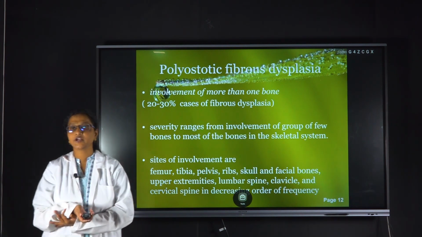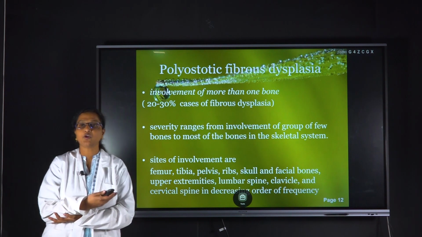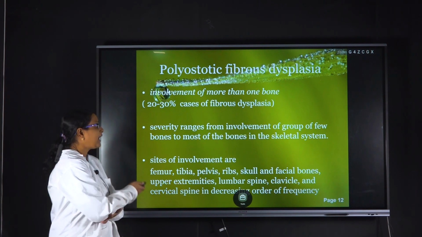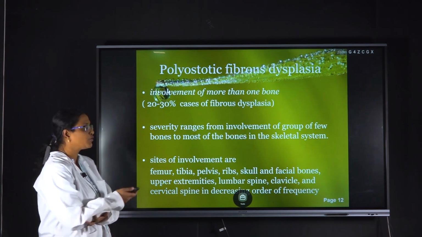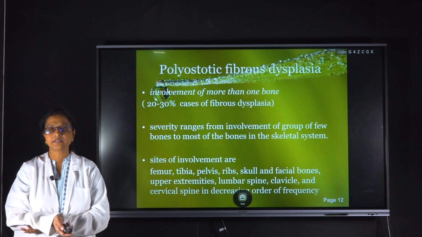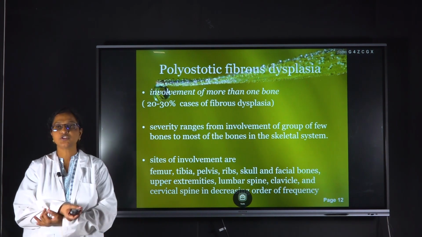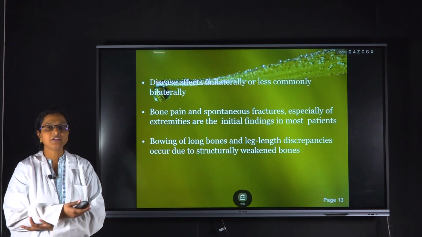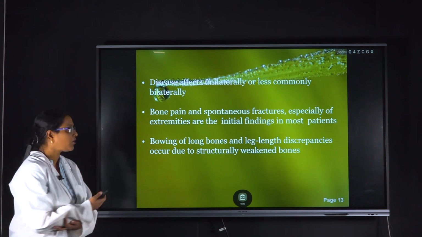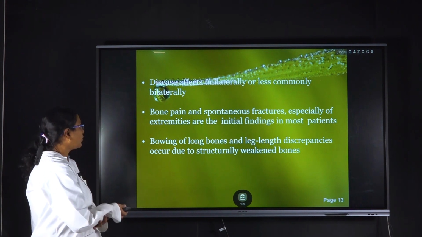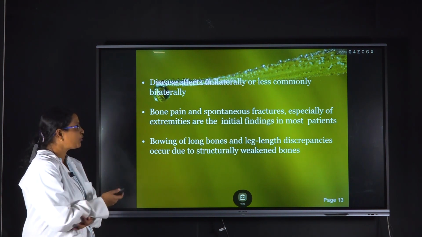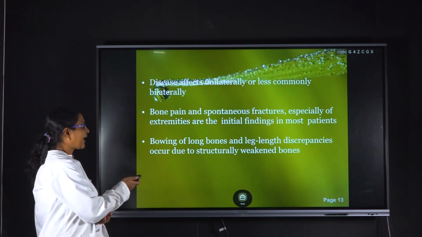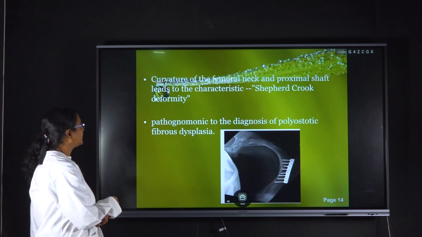Coming to the polyosteotic type of fibrous dysplasia, we use the term polyosteotic when there is involvement of more than one bone, or multiple bones, by this disease, and its severity ranges from involvement of a few bones to involvement of almost all the bones in the skeletal system. Here the bones which can be involved are femur, tibia, pelvis, ribs, skull, etc. The disease can affect one side of the bone, or sometimes it can affect both sides. Usually in the polyosteotic type, we see bone pain and spontaneous fractures. Other than that, the long bones of the body may show bowing and leg length discrepancies.